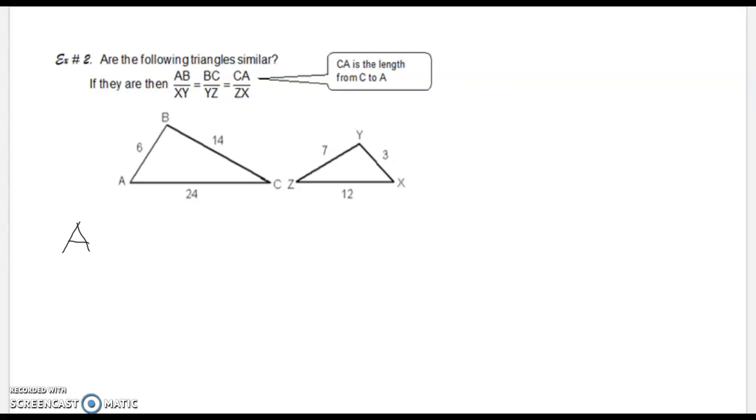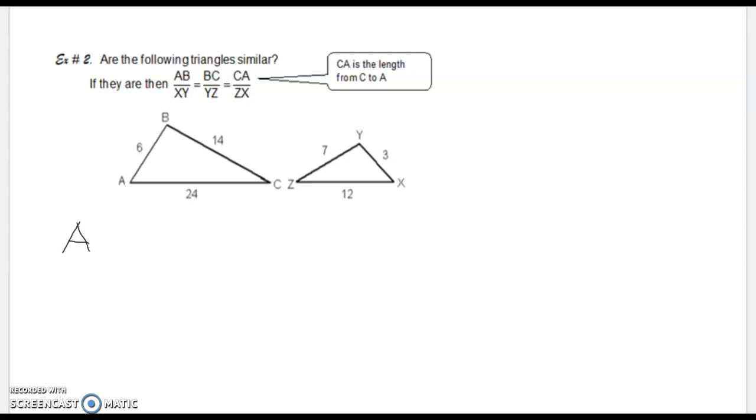All right, so example 2 says, are the following triangles similar? So if they are similar, then AB divided by XY would equal BC over YZ and would equal CA over ZX. Now just a little note here in this bubble, it says CA is the length from C to A. So that's talking about this, C to A. So in this case, that length would be 24.